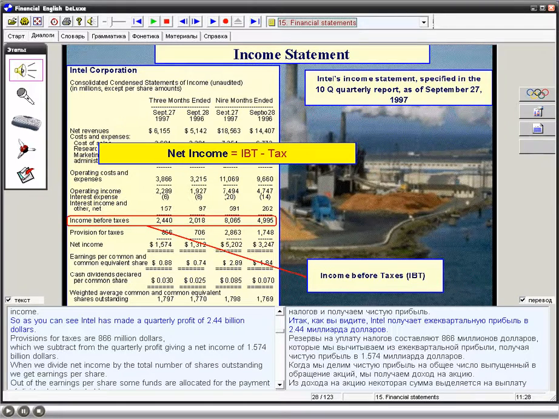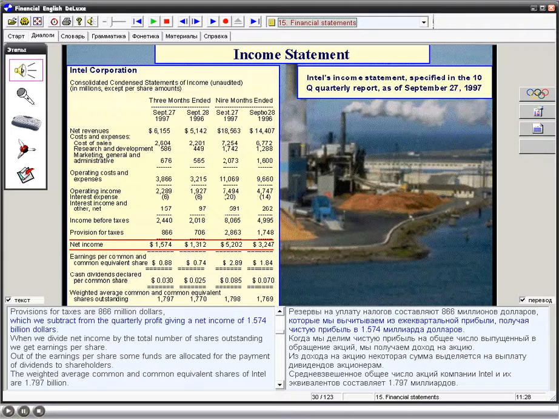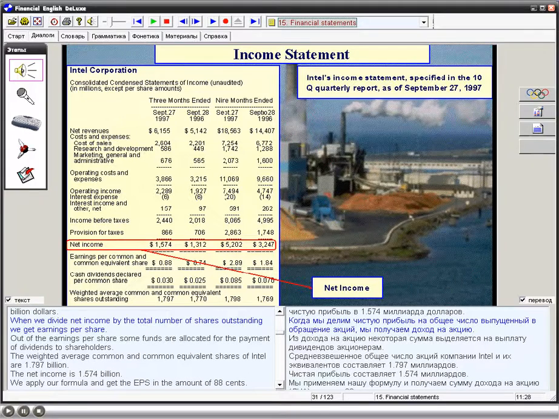So as you can see, Intel has made a quarterly profit of $2.44 billion. Provisions for taxes are $866 million, which we subtract from the quarterly profit, giving a net income of $1.574 billion.